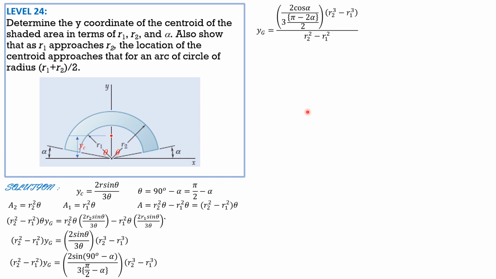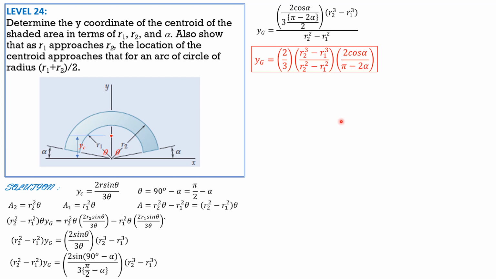So simplifying, yg is 2/3 of the quantity R2 cubed minus R1 cubed over R2 squared minus R1 squared, then times 2 cosine alpha over pi minus 2 alpha. So that's why yg is given by this expression.